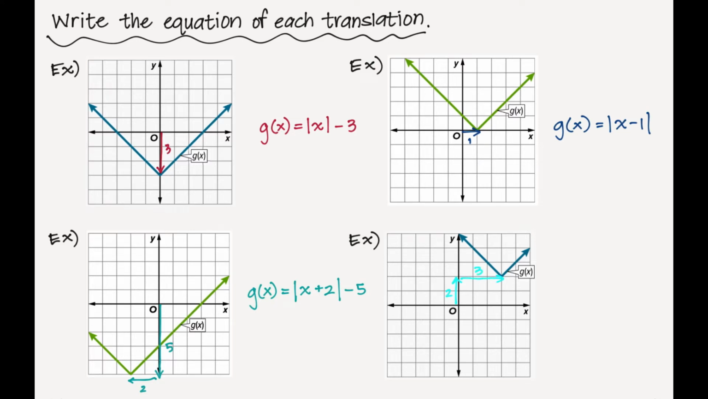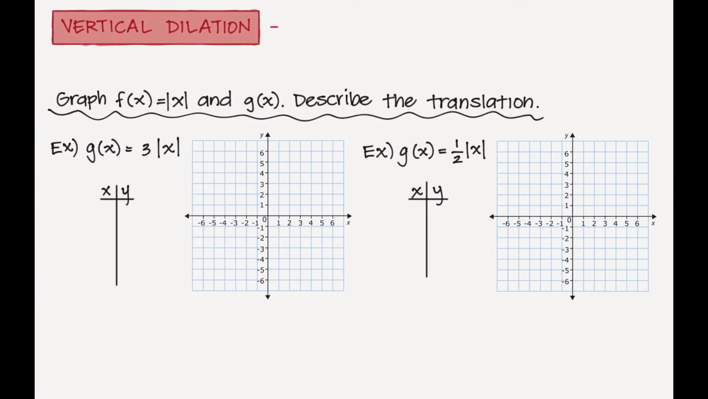All right, for this last one here, I'm starting at the origin, and it's going up 2, and it's going to the right 3. And so the g of x will be the absolute value of x minus 3 on the inside, plus 2. Okay. All right, so now let's look at a vertical dilation.